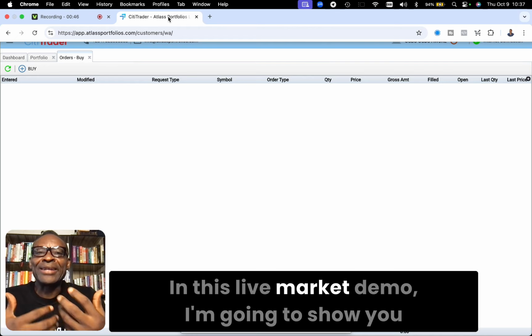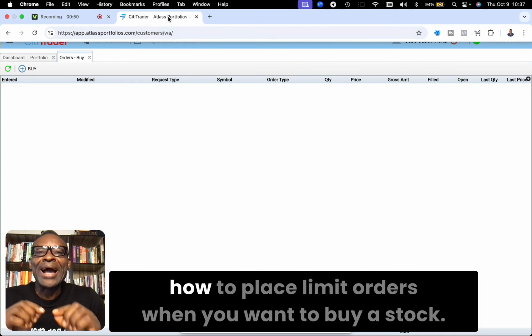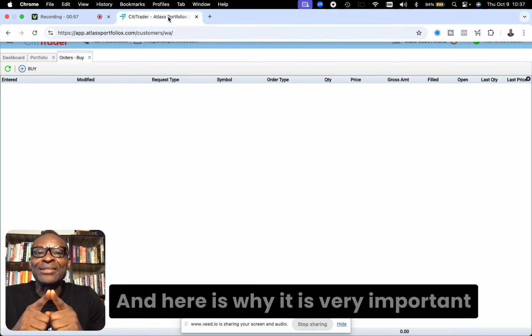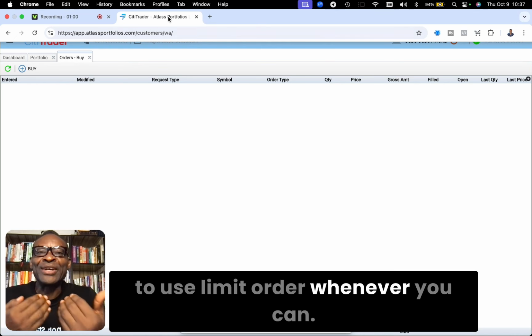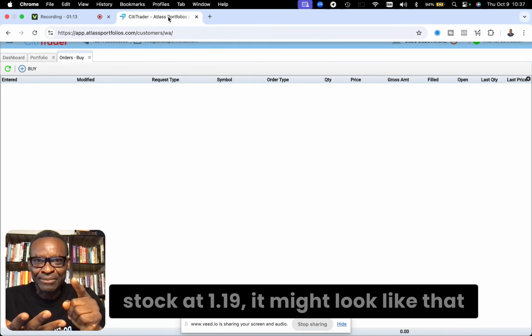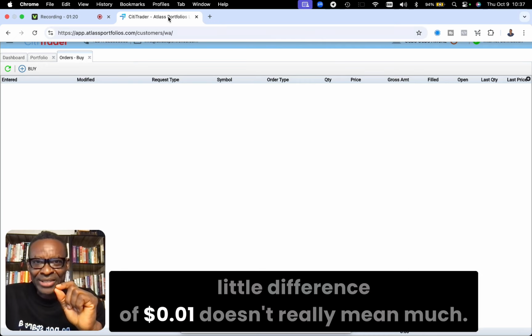In this live market demo, I'm going to show you how to place limit orders when you want to buy a stock. And here is why it is very important to use limit orders whenever you can. It's because if you buy a stock at $1.20 and I buy the same stock at $1.19, it might look like that little difference of 1 cent doesn't really mean much.